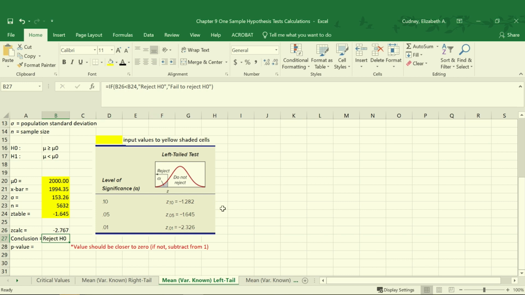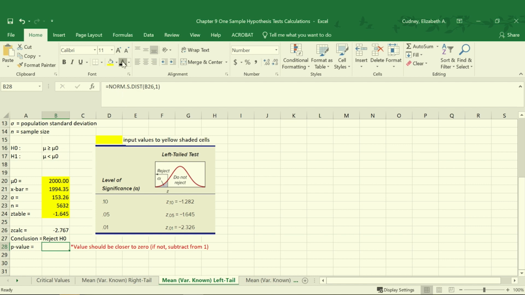So we can set that up with our logic that if B26, which is our z calculation, is less than B24, which is our z value, then we're going to reject our null hypothesis, which is the case for this example. Otherwise, we would fail to reject the null hypothesis. So we know that we're going to reject the null hypothesis that our average is greater than or equal to 2,000.